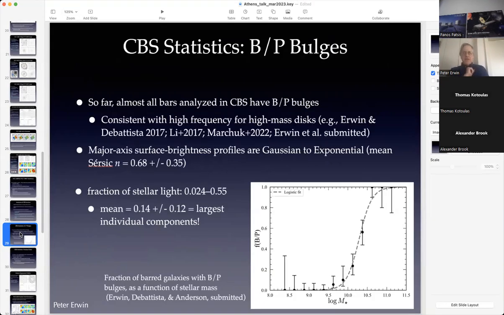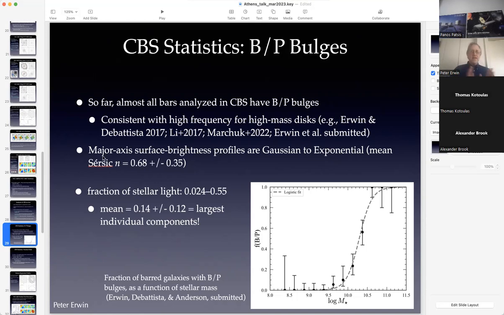So, BP bulges. So far, almost all the bars have BP bulges. And this is actually consistent with what we know for more general samples. Erwin and De Petit, 2017, a couple other papers. The lower right panel shows Erwin, De Petit, and Anderson, which is currently being refereed. This shows you the fraction of bars which have boxy peanut bulges as a function of galaxy stellar mass. And the striking thing is that for low mass galaxies, the bars almost never have boxy peanut bulges. And for high mass galaxies, the bars almost always have boxy peanut bulges.